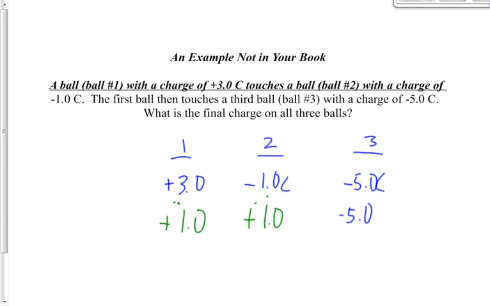Now it says the first ball then touches the third ball. What do they become? +1 and -5. What's the total charge among those? +1 and -5? -4. What are they going to balance out to be? Good. -2 and -2. And what's happened to the next one, the middle one? Nothing, because it wasn't touched this time, right?